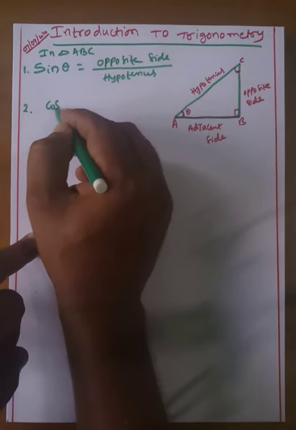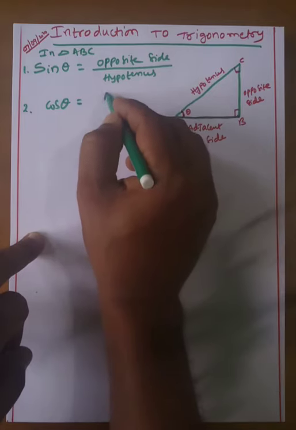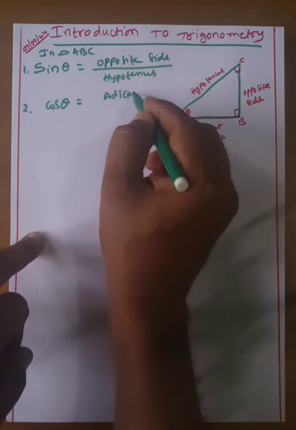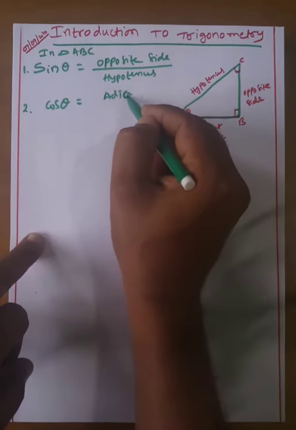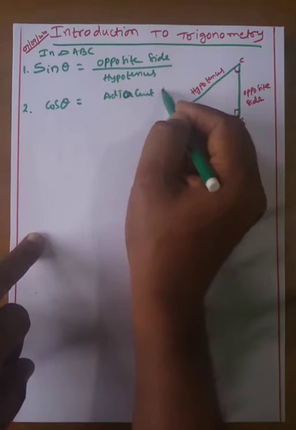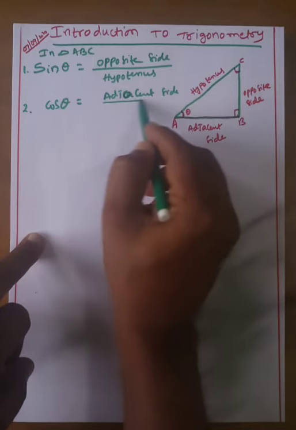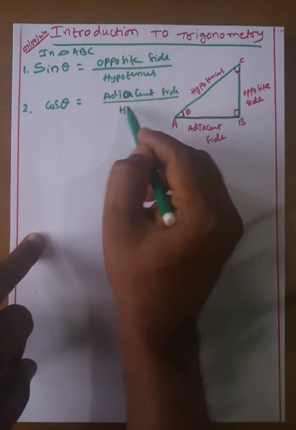Cos theta is equal to adjacent side by hypotenuse, my dear students. H means hypotenuse.